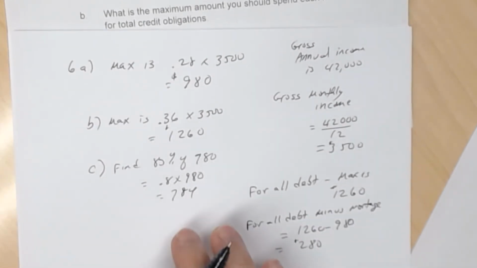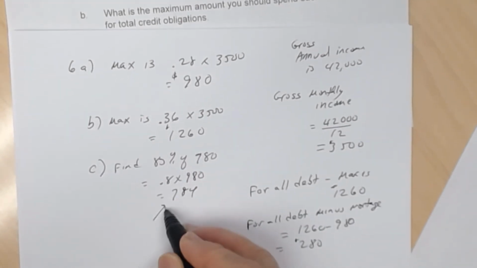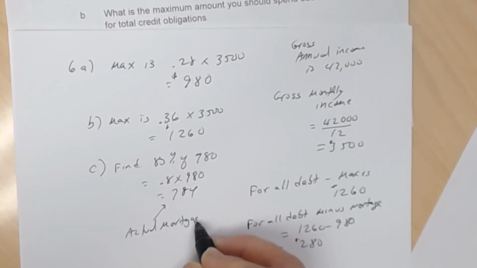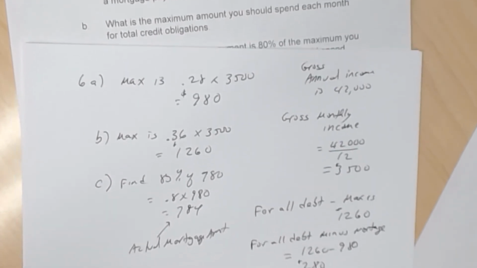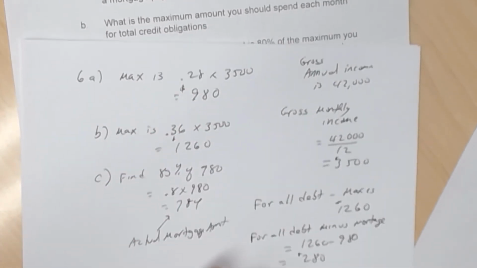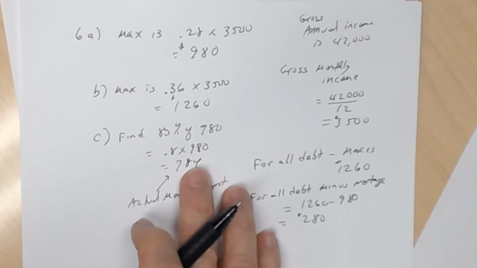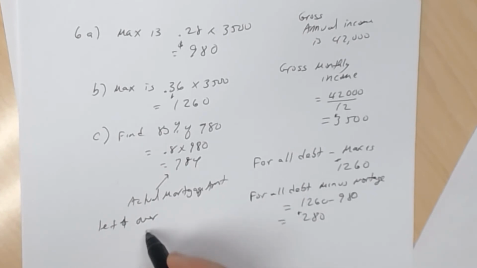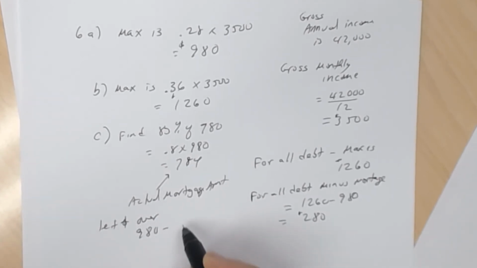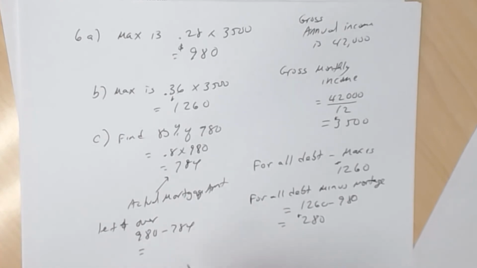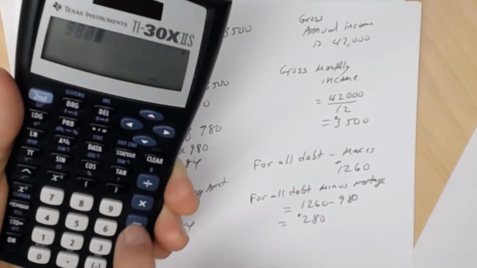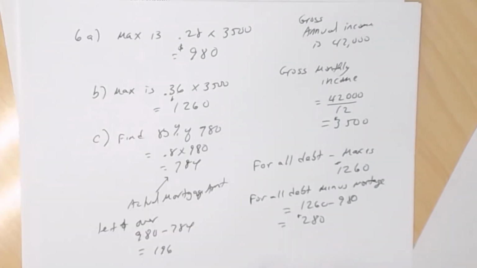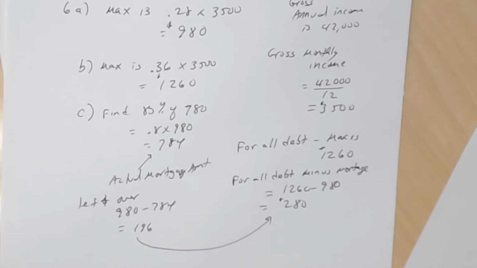So that means that in this example, this is the actual mortgage amount. Instead of being $980, the maximum, I'm only using this amount. So what do I have left over? 980 subtract 784 gives me 196. And I can apply that to this now.